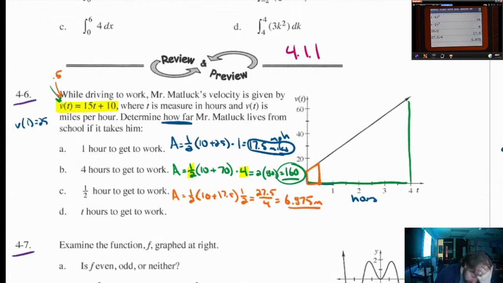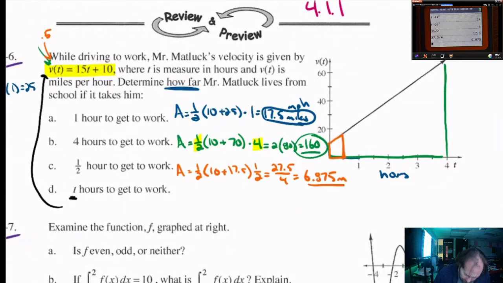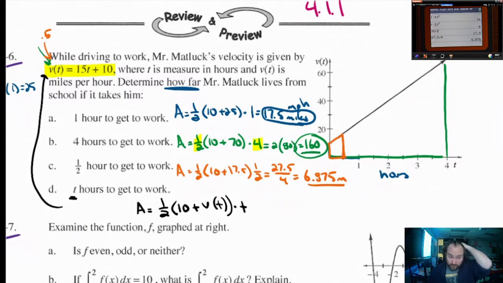And t hours to get to work. Well, if you followed along with the pattern so far, what we're doing is just taking this number and plugging it in to this function up there. So what's going on here, you're going to have the area is always going to be 1/2 times 10 plus v of t, really, is what's going on there. We're just plugging in that number in, v of t times t, for the height. You see that pattern exhibited throughout this: 1 times 1, 4 times 4, 1/2 times 1/2.